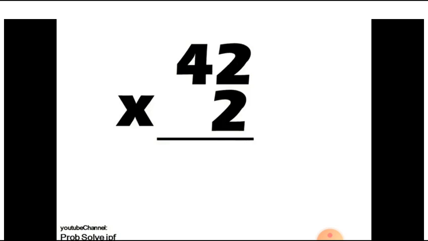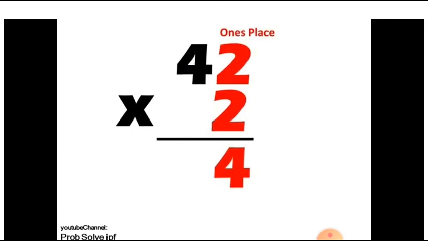Now next example question. 42 into 2. Okay, here you have to say the table of 2 to multiply the number 42. And first you have to say the table of 2 up to 2 because 2 is in ones place and 4 is in tens place. So first multiply 2 with 2. Say the table of 2. 2 ones are 2, 2 twos are 4. Yes, 2 twos are 4. 4 you can write first.